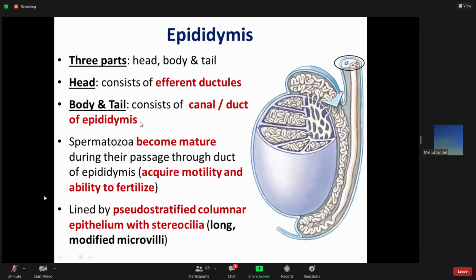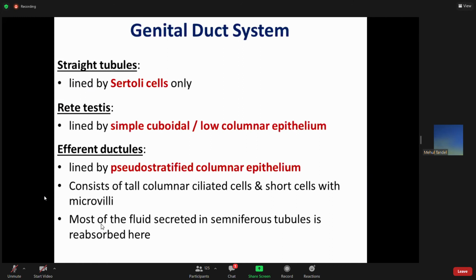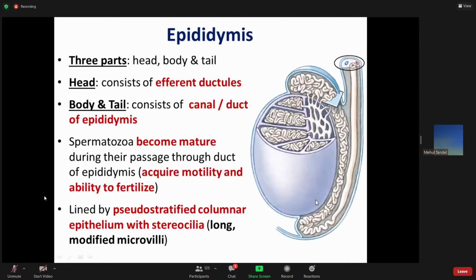We have seen the structure of the efferent ductule. The efferent ductule has pseudostratified ciliated columnar epithelium, consisting of columnar cells and short cells with microvilli. Now, what is the structure of the duct of the epididymis? Remember, we have seen the duct of the epididymis. The section we drew earlier, during pseudostratified epithelium, is a section of the duct of the epididymis.